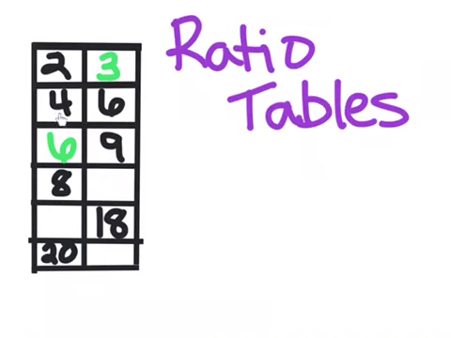I'm going to use 4 to 6. I just picked that one. You can use this one if you want to. But if we use 4 to 6, we see that 4 times 2 would give us 8. So we must use the same multiplication here. 6 times 2 gives us, that's right, 12.